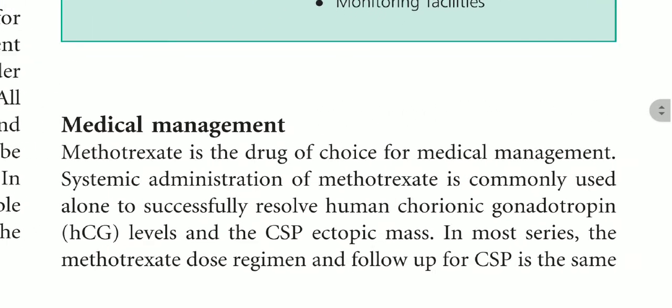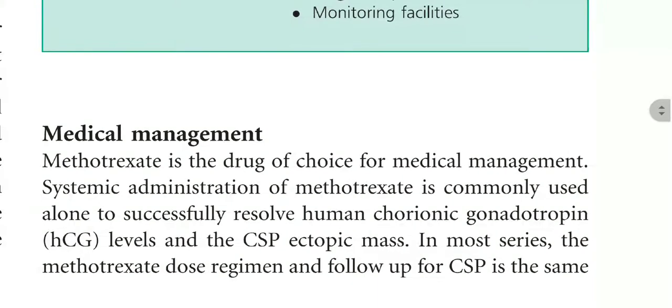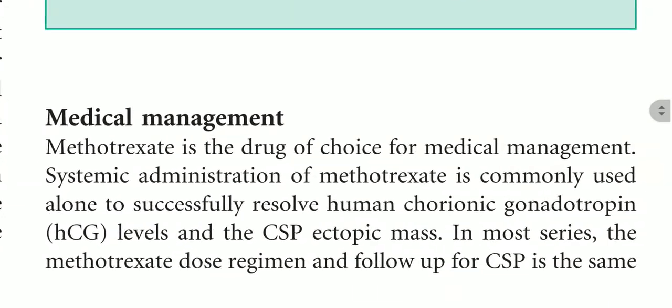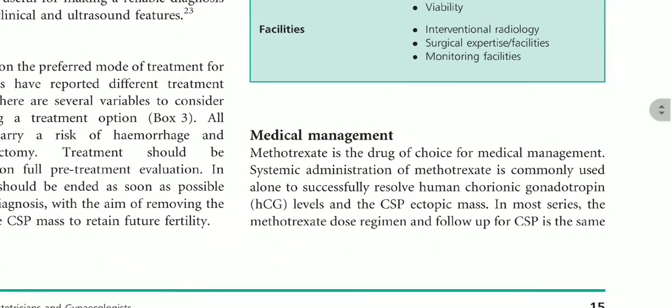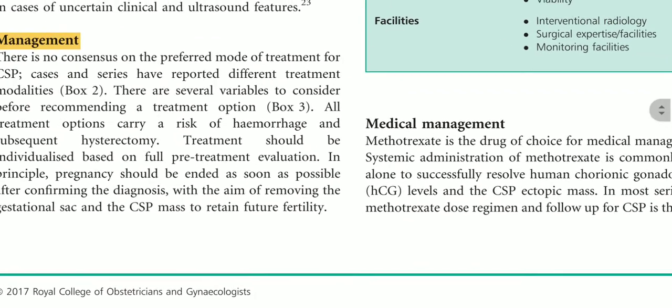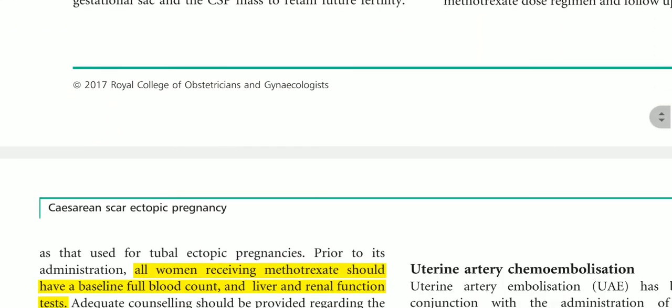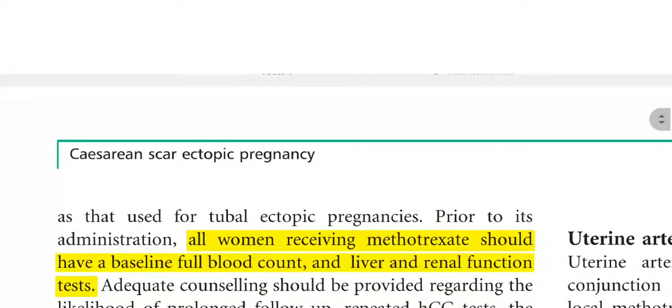Now, coming to the medical management. Methotrexate is the drug of choice for the medical management. Systemic administration of the methotrexate is commonly used alone to successfully resolve the human chorionic gonadotrophin level and cesarean scar pregnancy ectopic mass. In most of the cases, the methotrexate dose regime and the follow-up of the cesarean scar pregnancy is the same as that used for the tubal ectopic pregnancy.